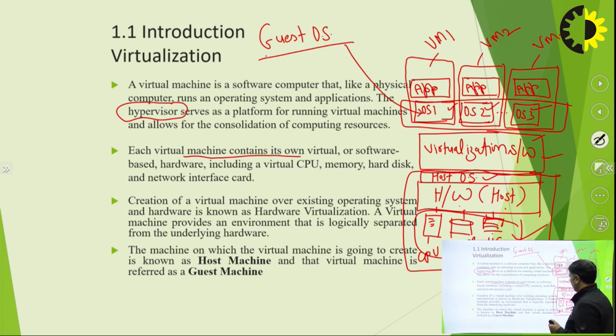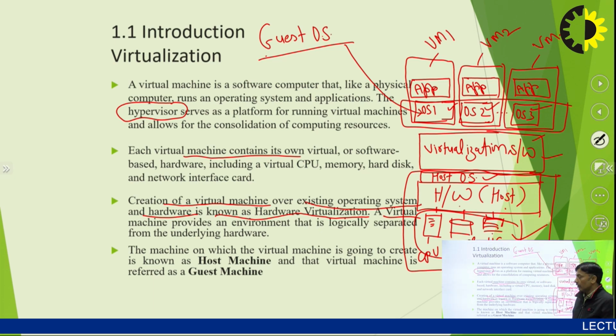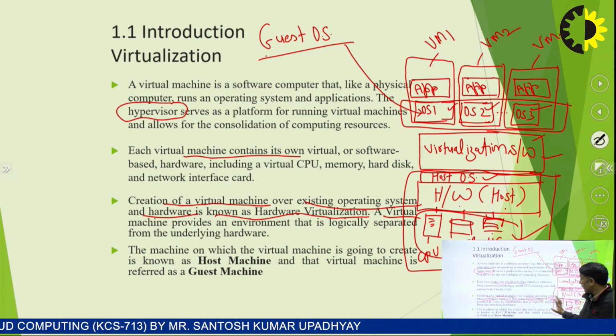So, here you can see the creation of a virtual machine over the existing operating system and hardware. Existing operating system means the existing host operating system, and hardware means the host hardware. This is known as hardware virtualization. A virtual machine provides an environment that is logically separated from the underlying hardware. That environment is known as the virtual environment, which is separated from this hardware.